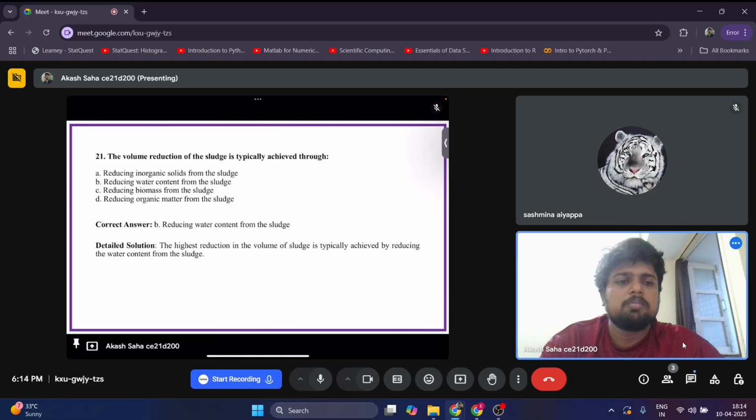Because more than 90% will be water. So if we can remove the water, a huge volume reduction will be there. Whereas the solids, not much. Even after digestion, not much solids can be removed.